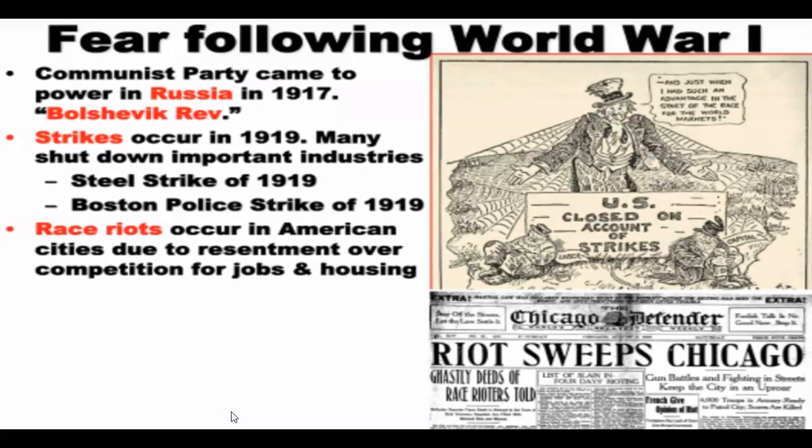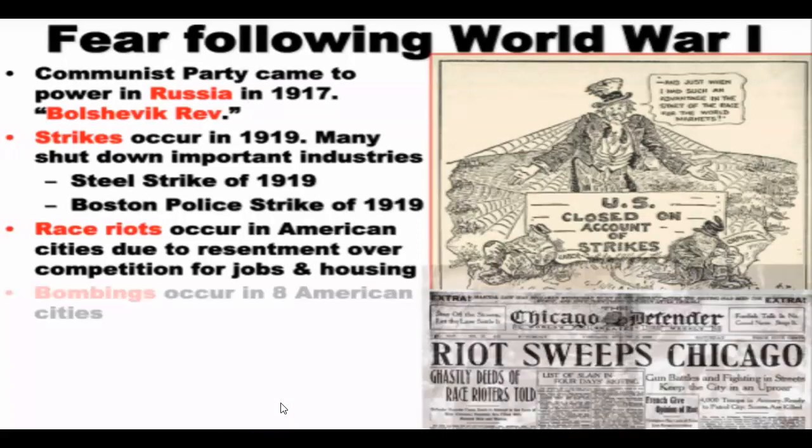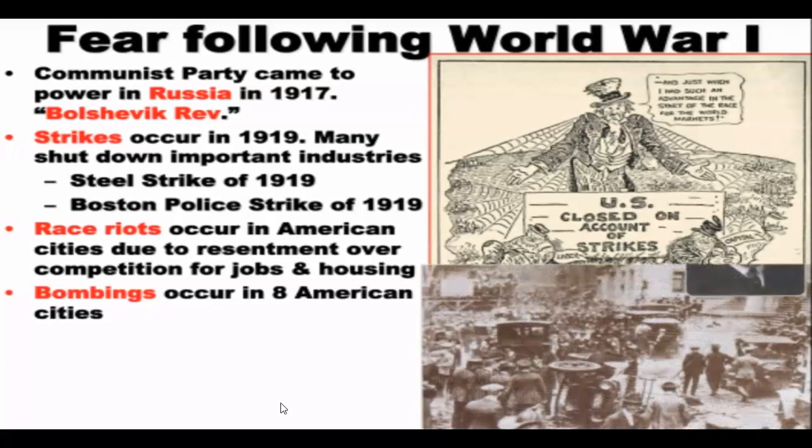Race riots also took place, particularly in northern American cities. And these, by and large, took place because of resentment that African Americans had toward largely immigrants who had been coming over. Remember that wave of immigration from Southern and Eastern Europe: resentment over competition for jobs, but also housing. So a combination of labor strikes, some of which were quite violent, and race riots meant a lot of political and social unrest throughout the North. You had bombings, for example, in many of these strikes in eight large American cities, particularly New York and Chicago.